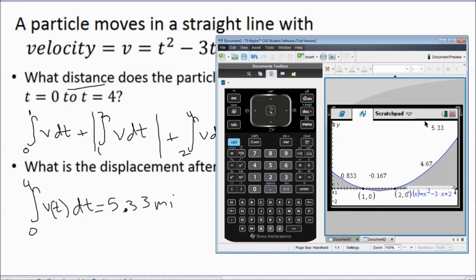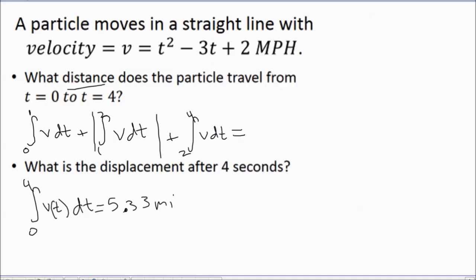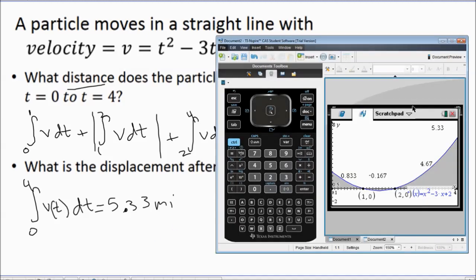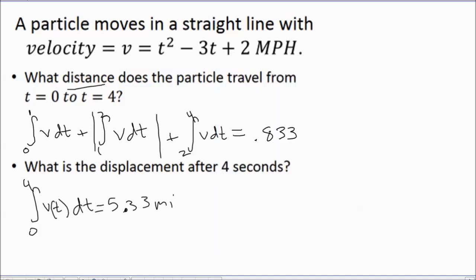So I've got these three numbers. I'm going to go back and scribe those down, and we're going to add them together and see what we got. So it'll take me just a minute here, so please bear with me. 0.833. And what was the next one? Was it negative 0.167? It was negative 0.167.